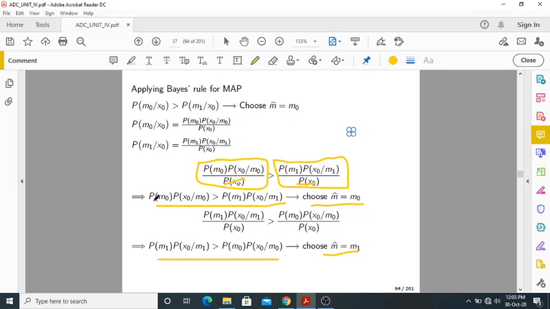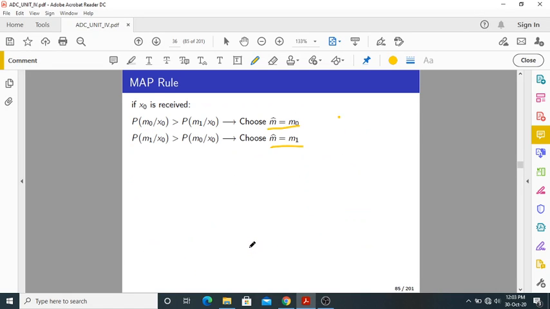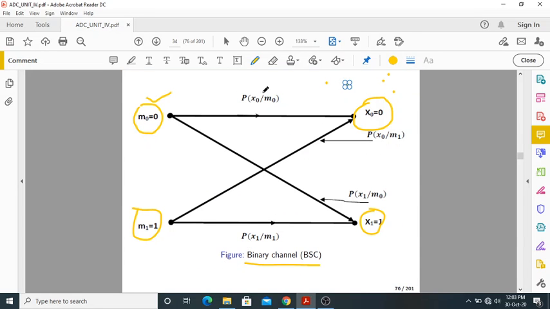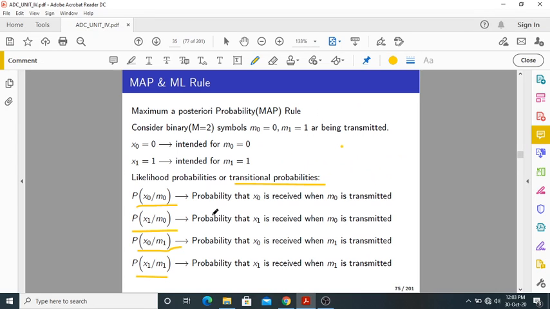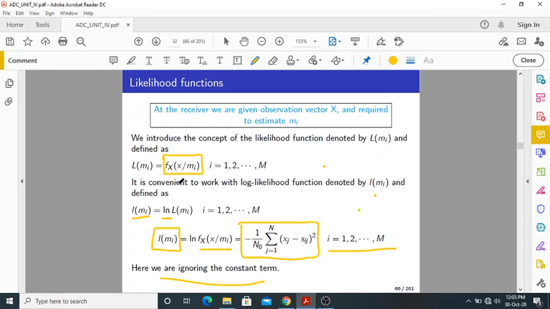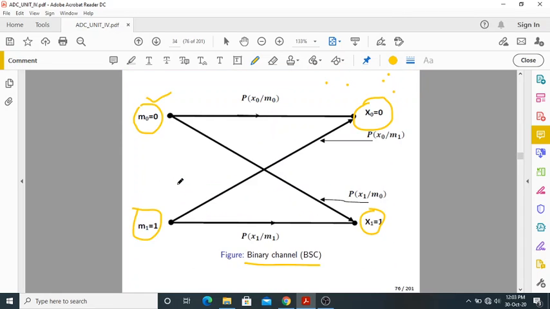Because you know all this, you know P of m0, you know P of m1, you know P of x0 given m0, you know P of x0 given m1 also. They are given, they will be given to you. They are transition probabilities. They will give you P of x0 given m0, x1 given m0, all these four transition probabilities, and they will also give you a priori probabilities. What are they? P of m0, P of m1.